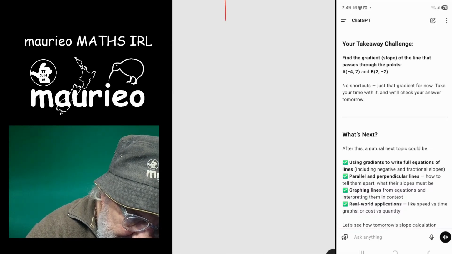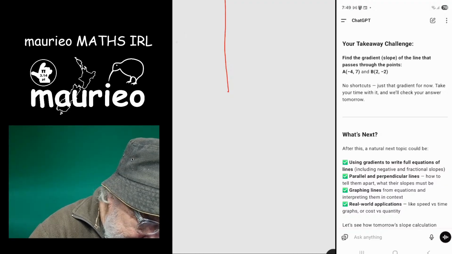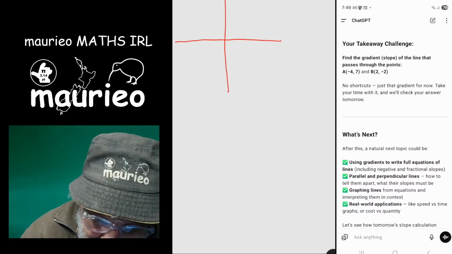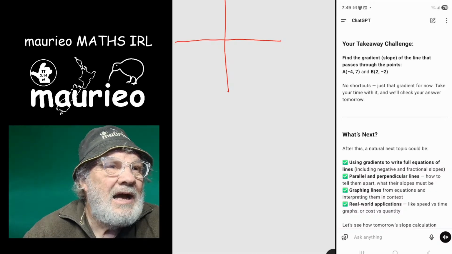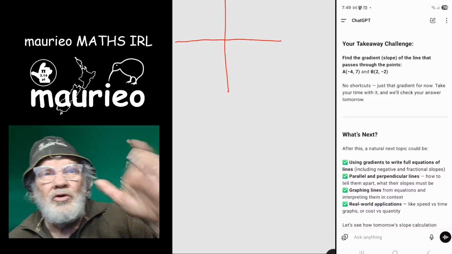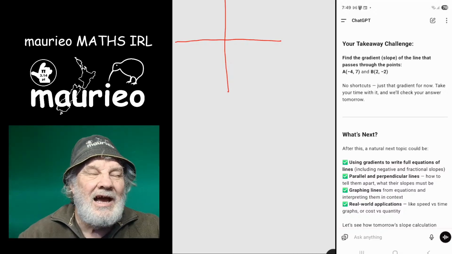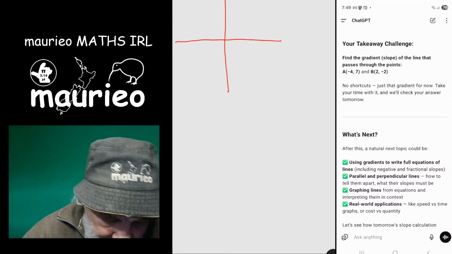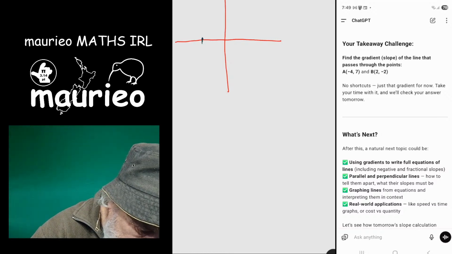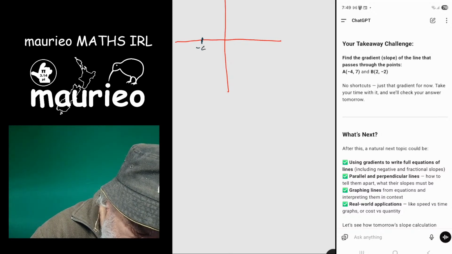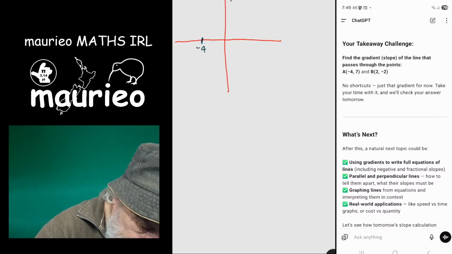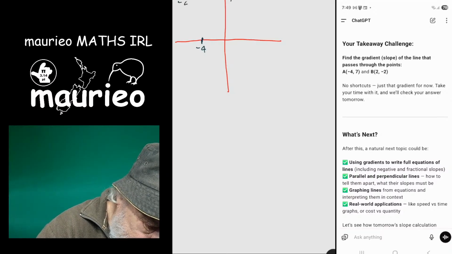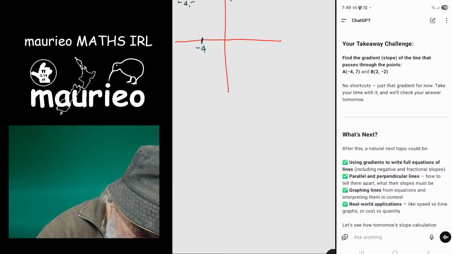So first thing I think to do is to draw it. Oh, we're in red. I will go to black. There we go. And to draw the 2 points. Now the 2 points are -4 and 7. So there's -4 there, and 7 will be up there like that. So that's our point there, -4, 7.